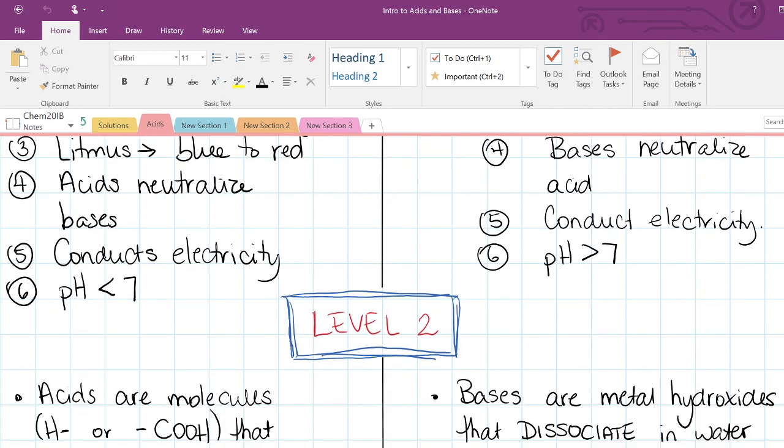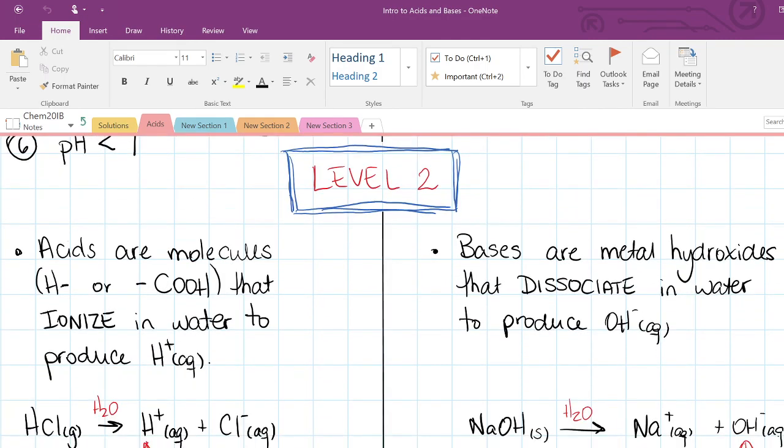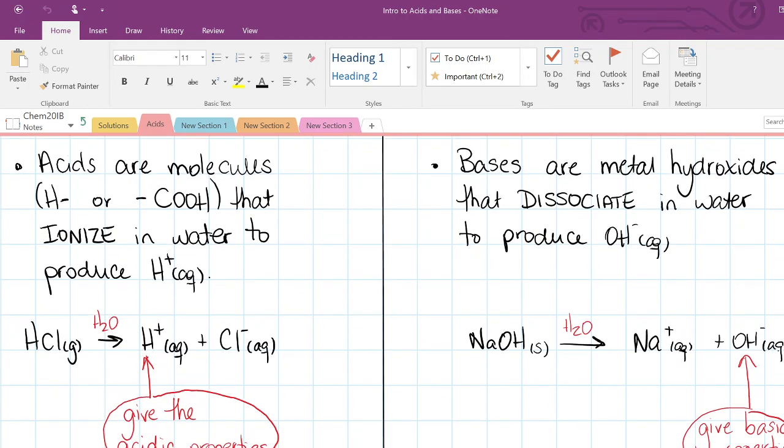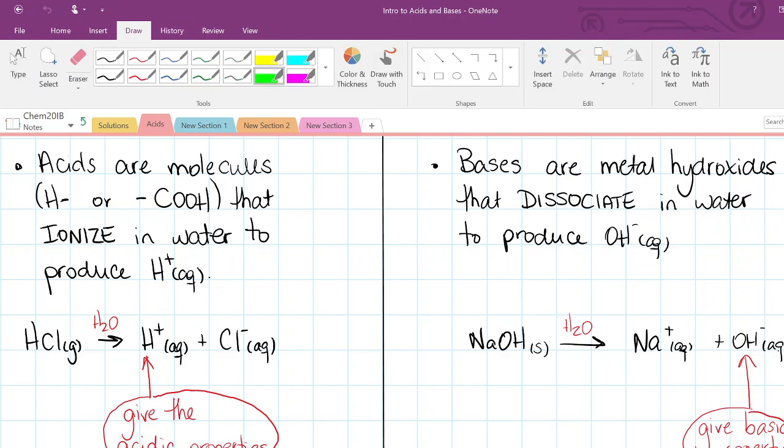The level 2, that's our Arrhenius level. So just a quick recap of what we talked about last unit. Remember that we defined our acids as any molecular compounds that had an H at the front or a COOH at the back. And we said that those molecular compounds, specifically, what they did was they ionize. So that was a term that we introduced last unit, and we talked about ionization reactions.